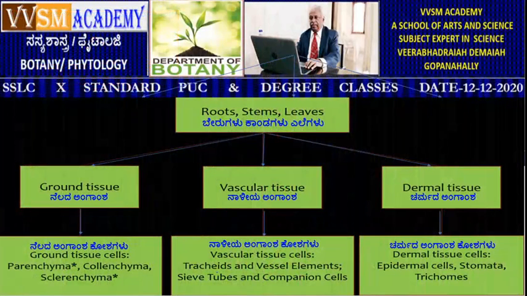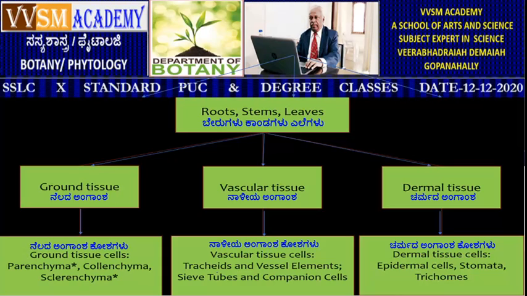Contents. Let's discuss the roots, stems, and leaves in vascular plants, roots, stems, leaves along with their tissues. Ground tissue cells: parenchyma, collenchyma, sclerenchyma. Further, vascular tissue cells: tracheids, vessel elements, sieve tubes and companion cells. This comes under animal tissues. This we'll discuss later.